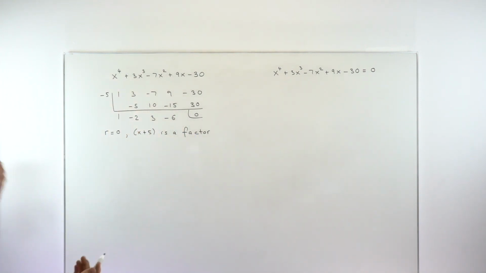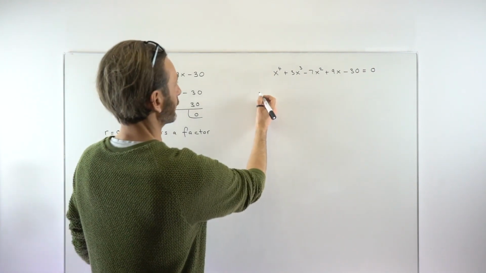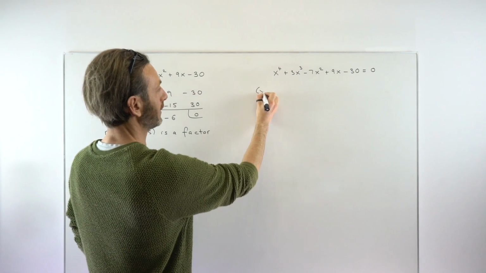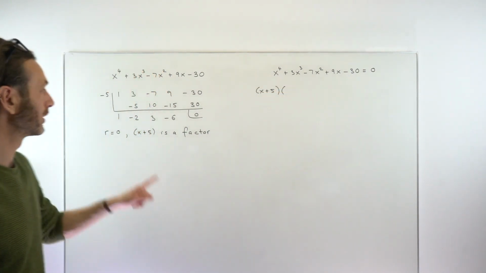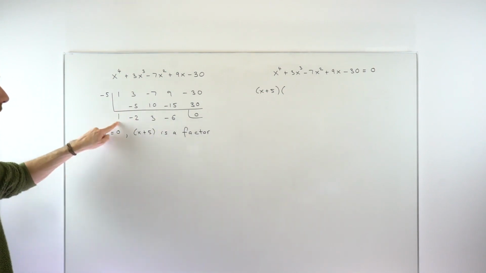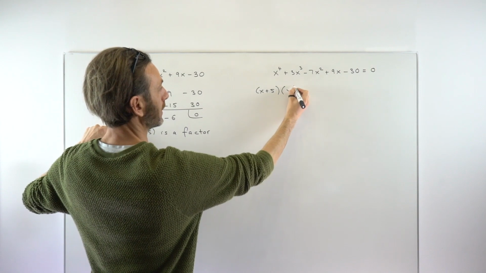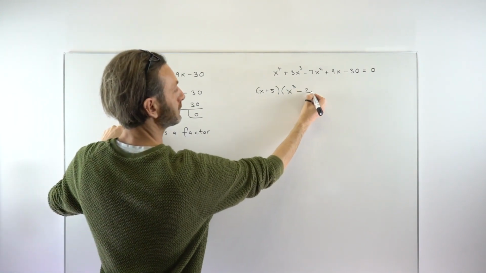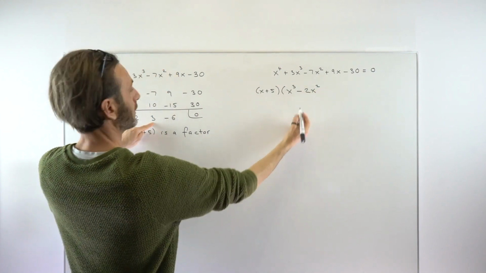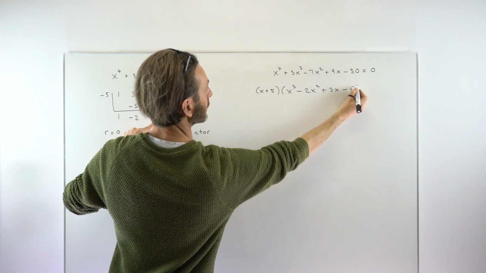So let's start building up the factors. So maybe I'll just do this over here. So we now know that x + 5 is our first factor. And to get the other factors, we are using this quotient part. So this is going to be a 1x^3, not an x^2, as it usually is. So it's an x^3 - 2x^2, and then +3x - 6. And then we're going to have to factorize that guy as well.